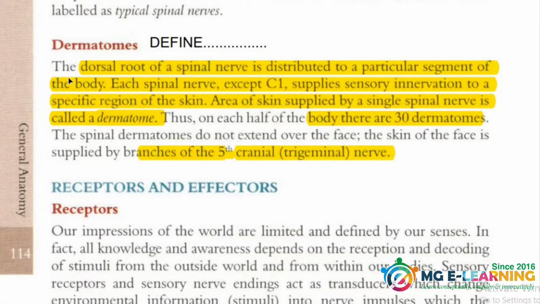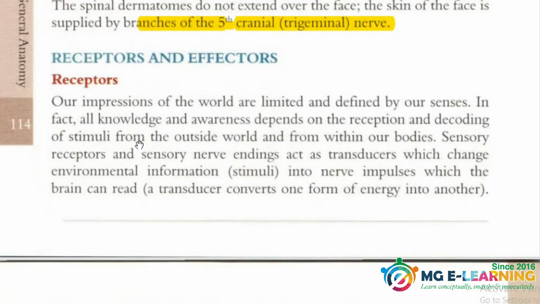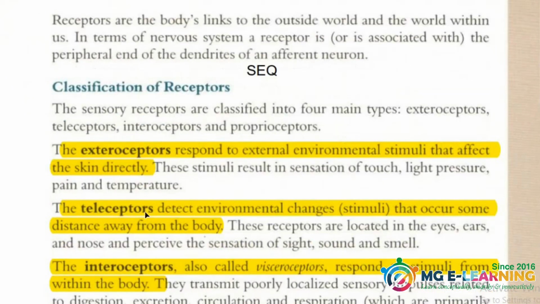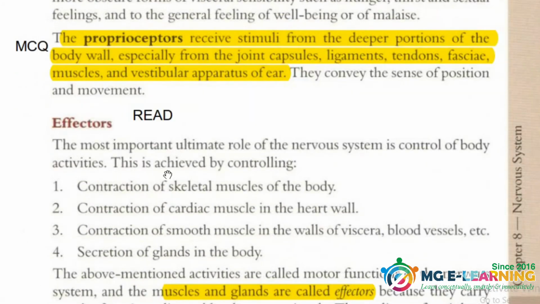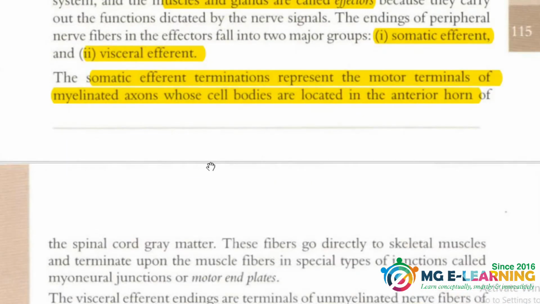Now is the dermatomes. The definition is important. Receptors and effectors. Receptors are important. Their classification is important. There are 4 different types of receptors, which is important for your SCQ, as well as some points which are important for your MCQs. Effectors, you just have to read the effectors. This is not as such asked in the paper.